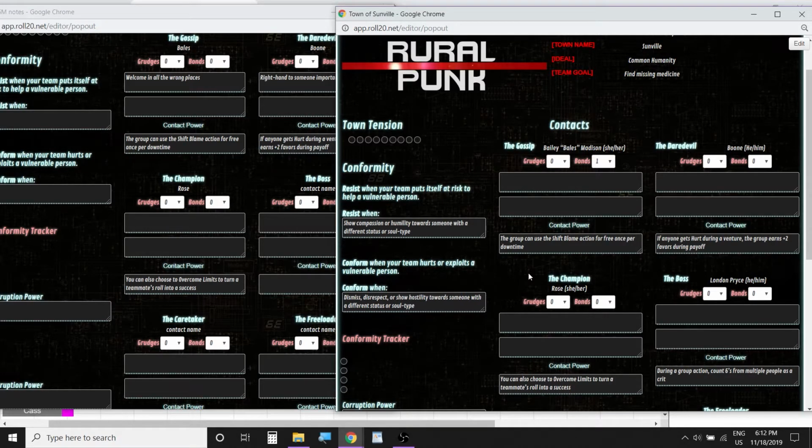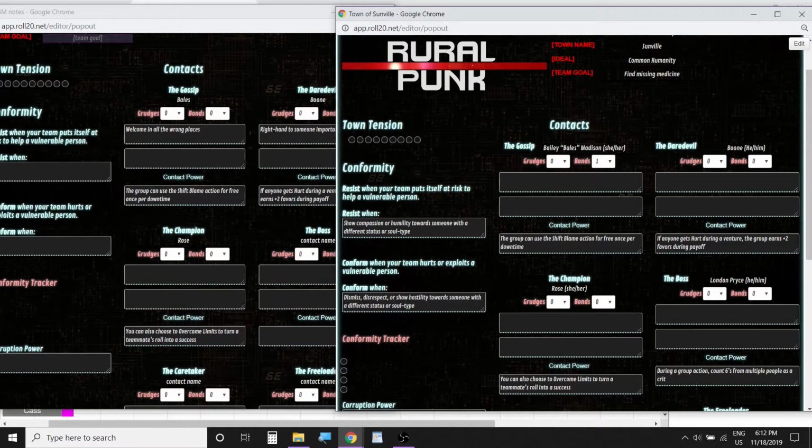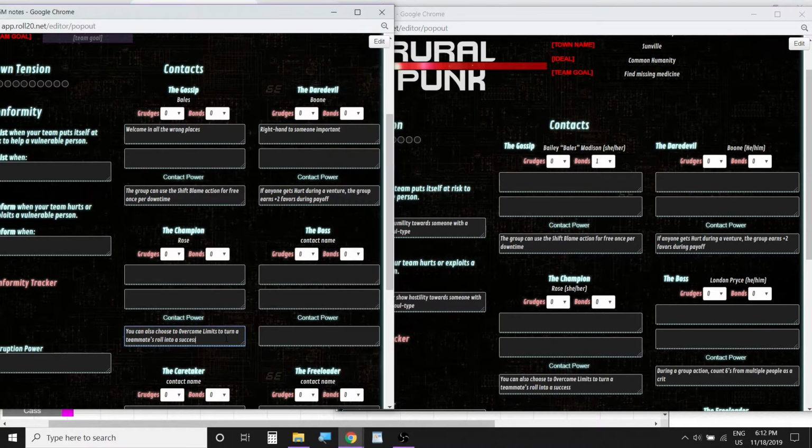So I'm just going to change that, and the players don't know that that's new. So what Rose can do as the champion is players can overcome limits to help a teammate. Normally a player will overcome their limits to just automatically succeed at a roll, and they gain a condition to do that. But if the champion is helping you, essentially you can take a condition to make one of your teammates auto-succeed at something.